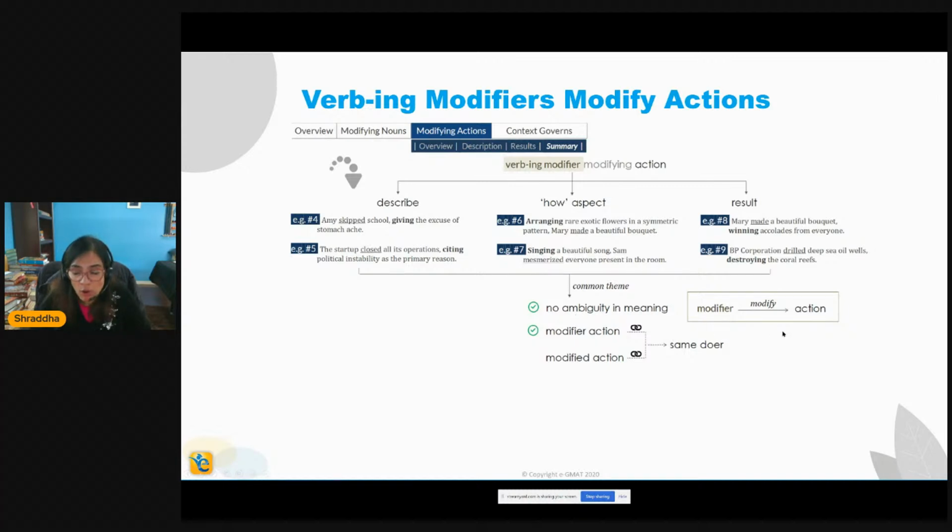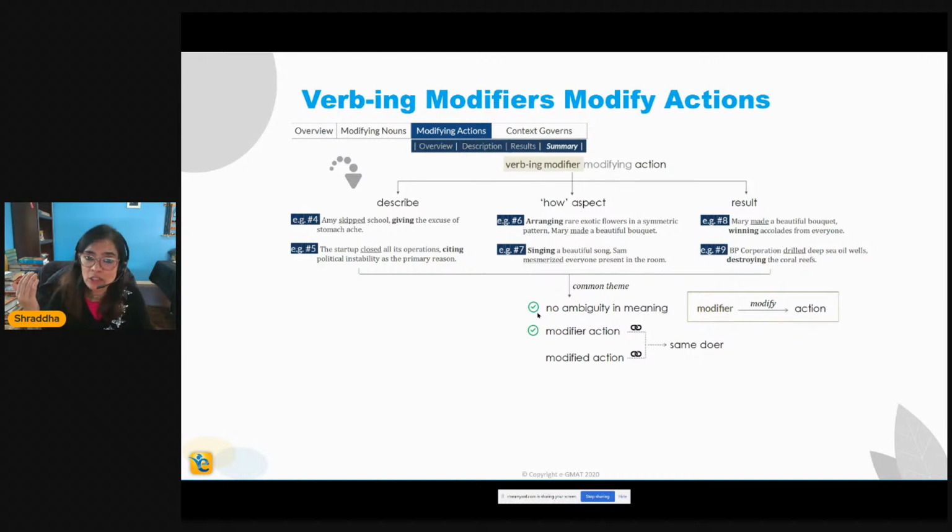Okay, they are all modifying actions, and they are giving absolutely clear meaning. Another thing to note is that the doer of the modifier entity and the modified entity is the same. For example, if I take example 7, which is singing a beautiful song, Sam mesmerized everyone present in the room. So, who mesmerized everyone? Sam. That is my modified action. And what is the modifying action? Singing a beautiful song.